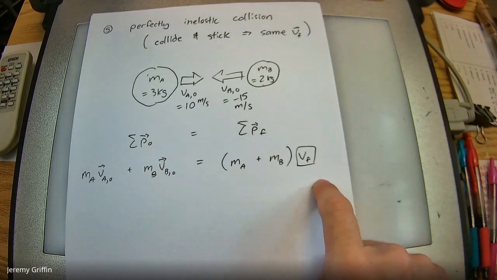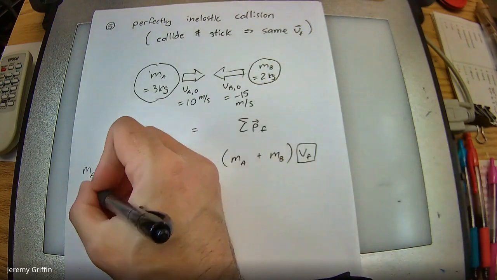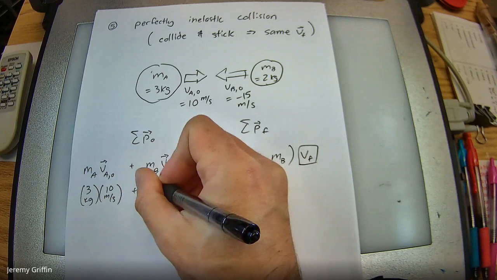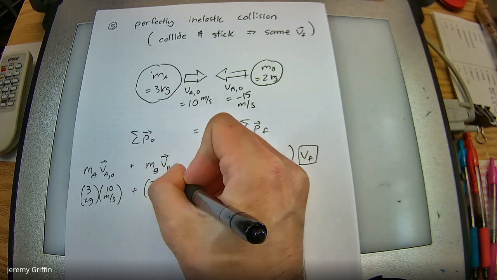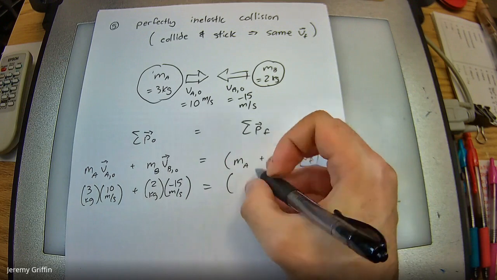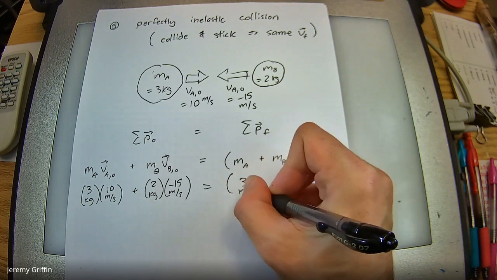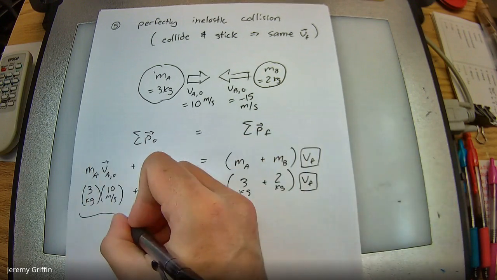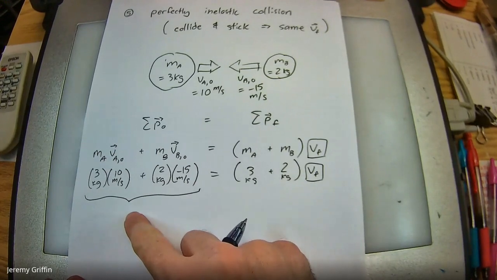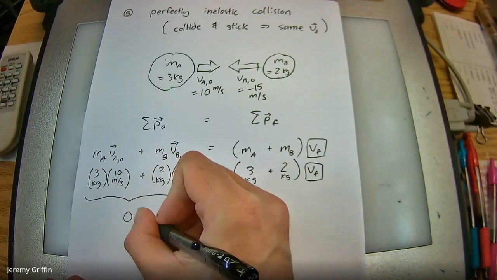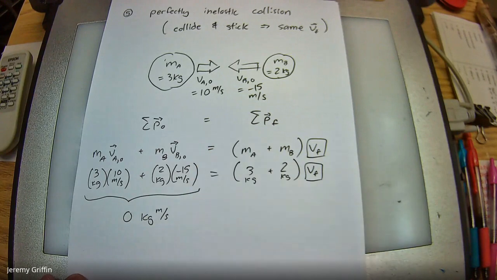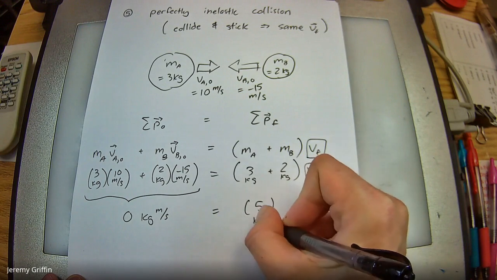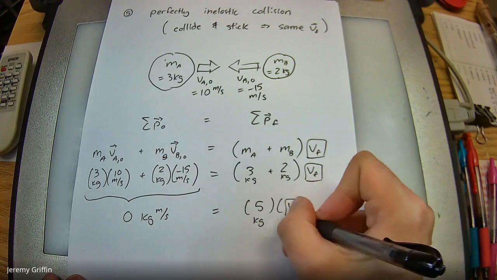Okay? But let's plug in some numbers. So we've got 3 kg moving at 10 meters per second, plus 2 kg moving at negative 15 meters per second, is all a collection of 5 kilograms, right? 3 plus 2 kilograms, moving how fast? Oh, well, you might remember from a few minutes ago, what was the total momentum in the system? 0. Because remember, it's a vector quantity, so it can subtract from each other. That's okay. So 0 total momentum acting on 5 kilograms? Well, so what is VF?